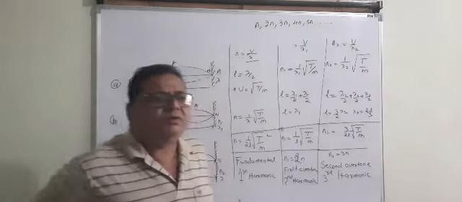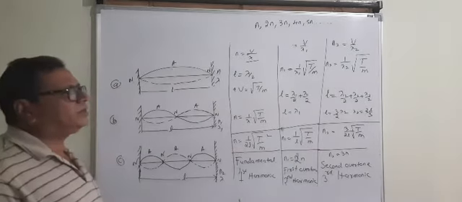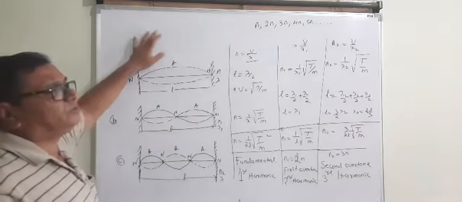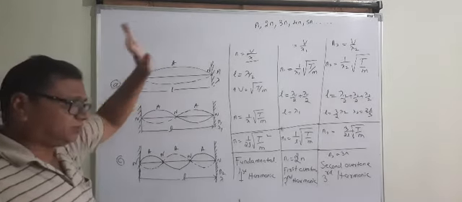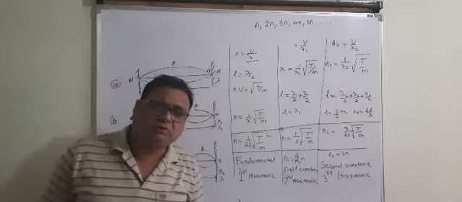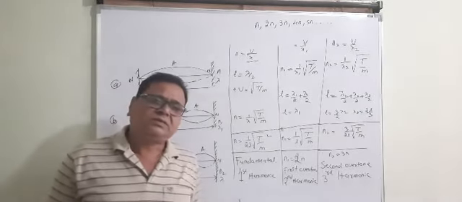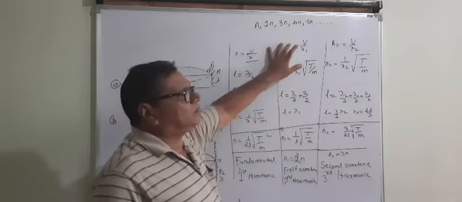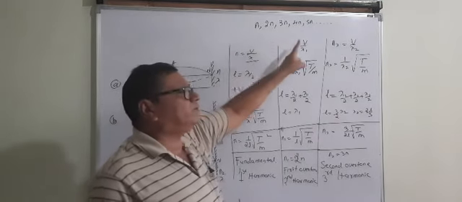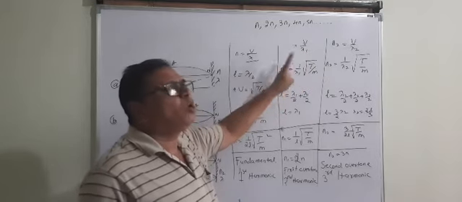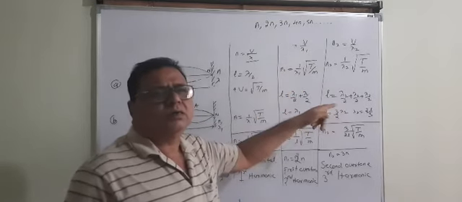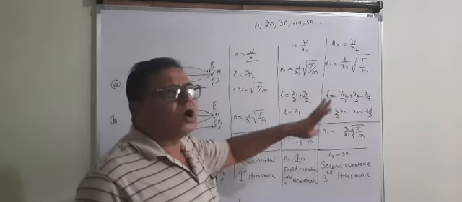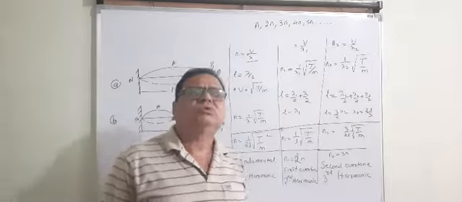So, in this way, we complete the article on vibration produced in stretched string. What you have to remember is that frequencies produced in vibration of stretched string are integral multiples of fundamental frequency, and all harmonics are present as overtones.